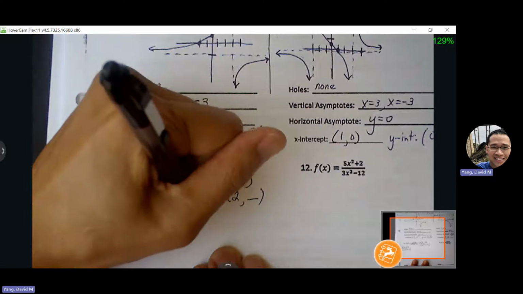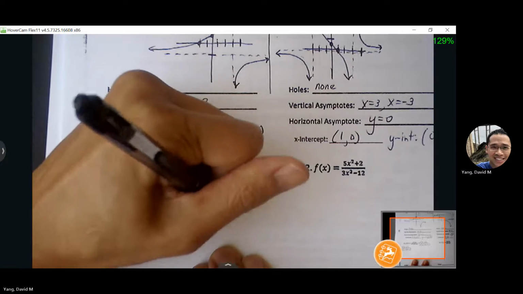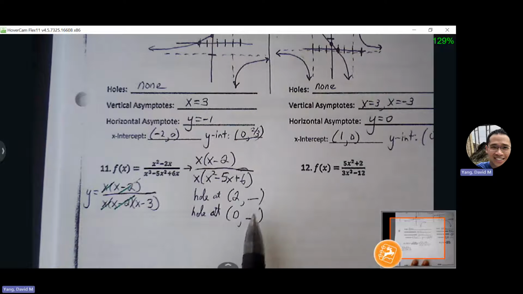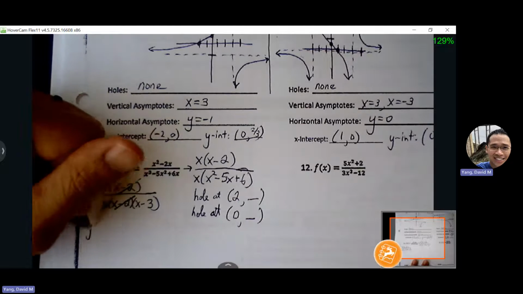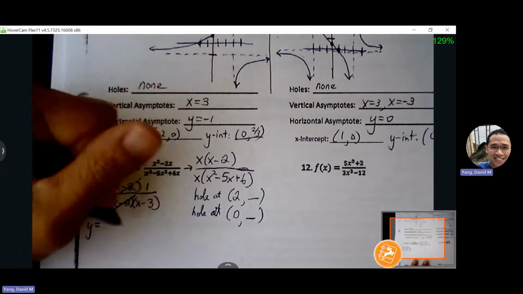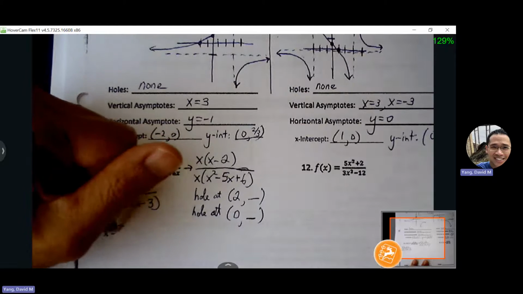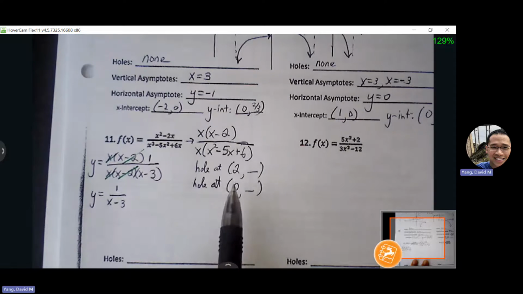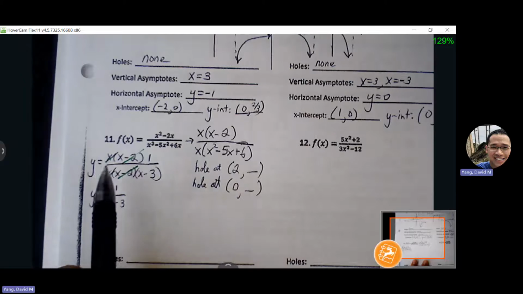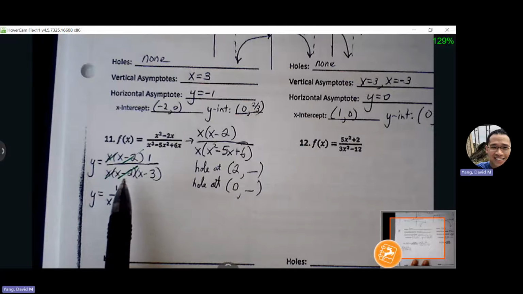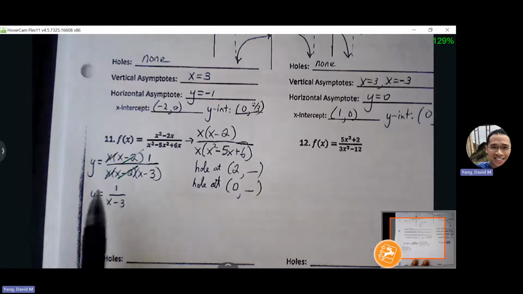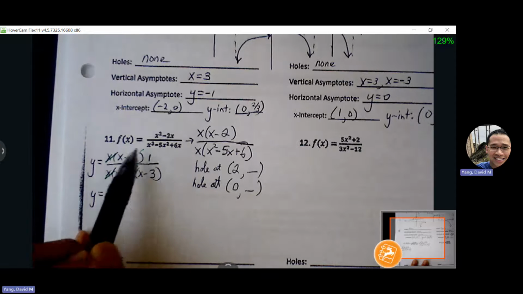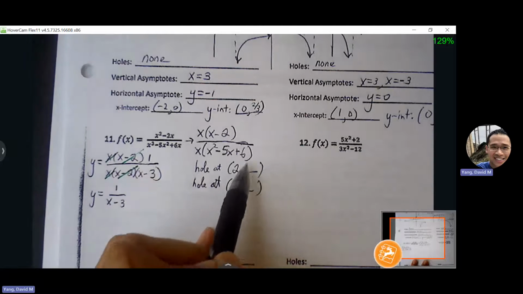Okay, we have 2 holes, right? At 0 and at 2. So the way that we find y values of holes, we want to get this down to a reduced expression. The reduced expression is removing all the holes, and then we're left with 1 over x minus 3. This is the version of the graph if the hole was not there. So the way you find the y values of the holes is you find the common factors that cancel out between numerator and denominator, and then you plug these x values into the reduced version. Because if you plug into the original version, you're going to get 0 over 0. You're not going to get the location of the hole.